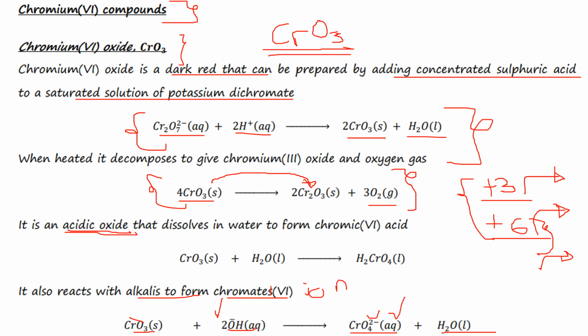So chromium was 1 this side, chromium was 1 this side. After that, you balance oxygen atoms. If you look at oxygen on the left-hand side, we're having 5, and on the right-hand side, we also have 5. If you look at hydrogen atoms lastly, we're having 2 on the right-hand side and 2 on the left-hand side. So that means that the equation was properly balanced.